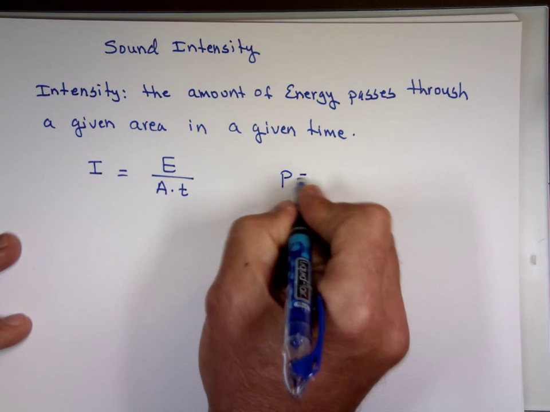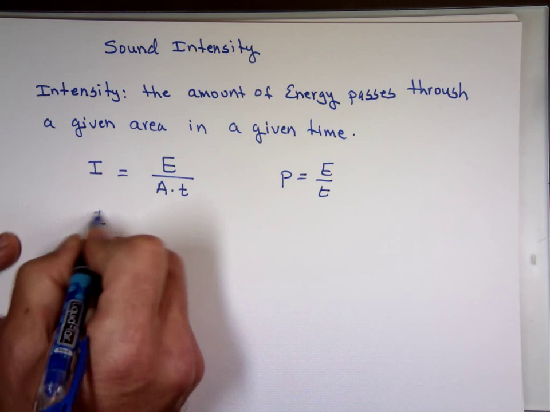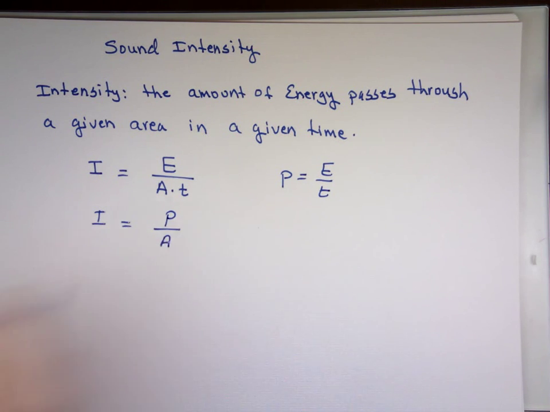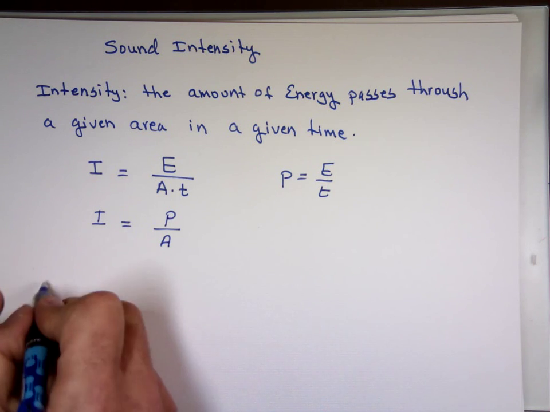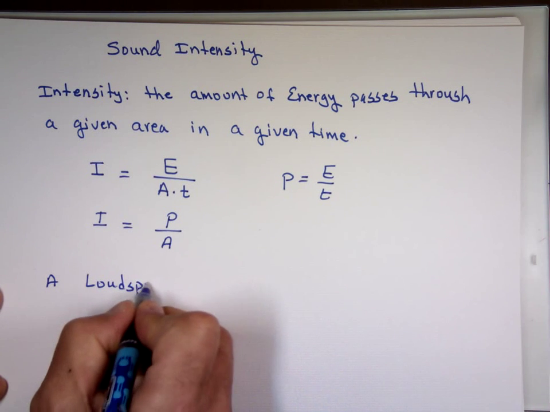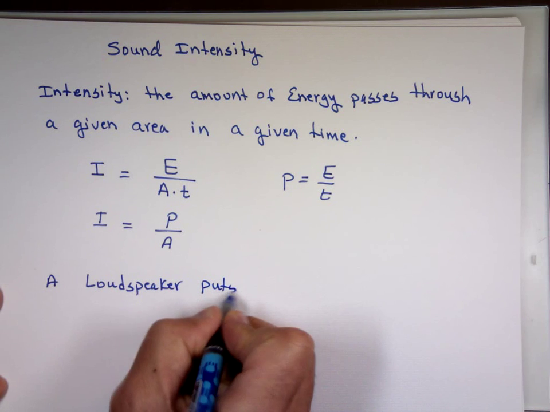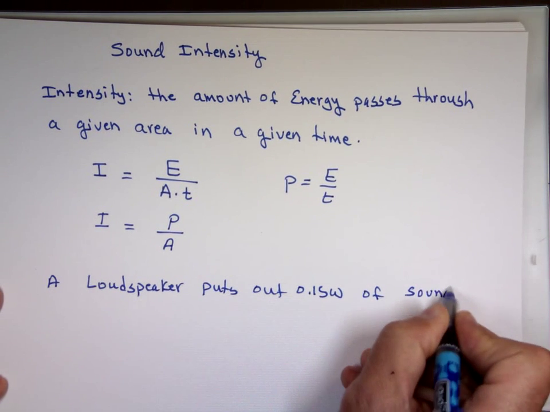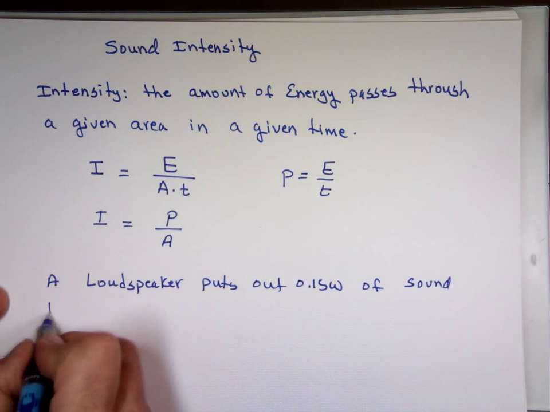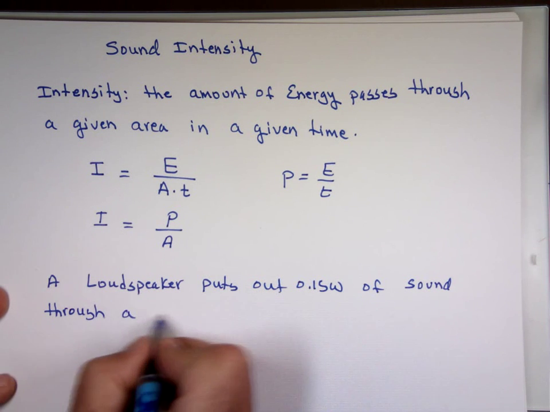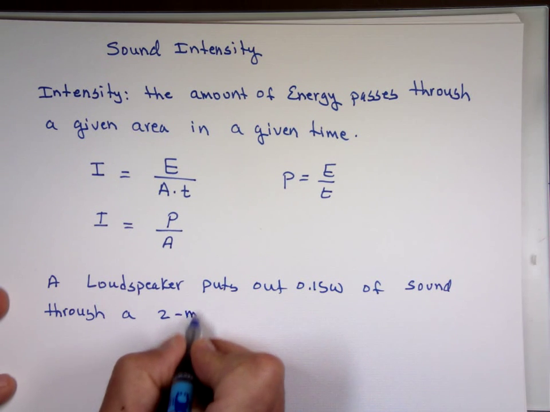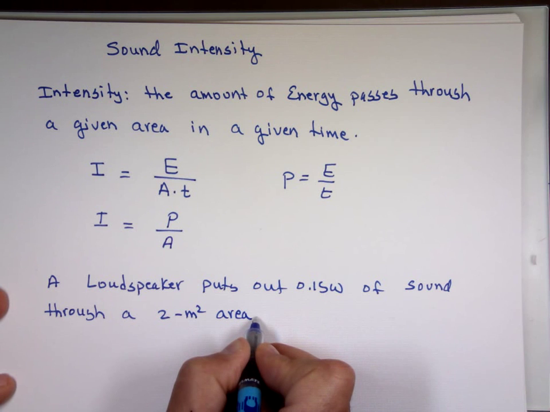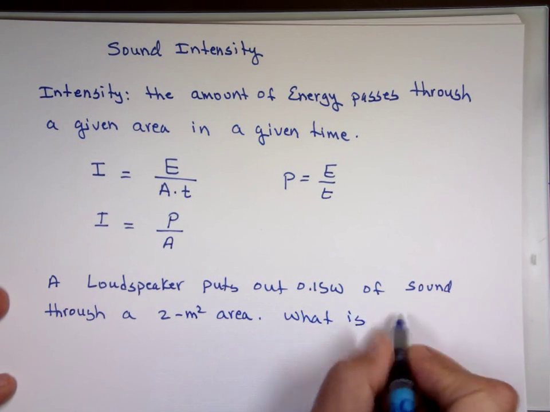Well, we know power equals energy divided by time. So intensity also can be written as power divided by area. So if you have a loudspeaker that puts out 0.15 watts of sound through a 2 meter squared area, what is the intensity?